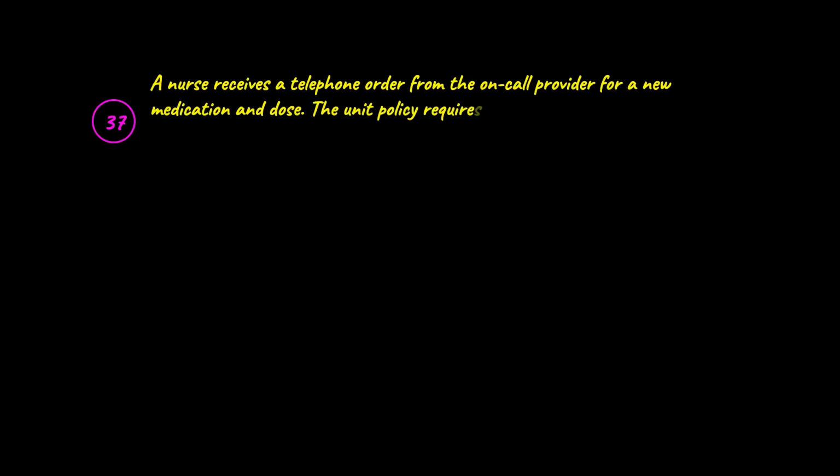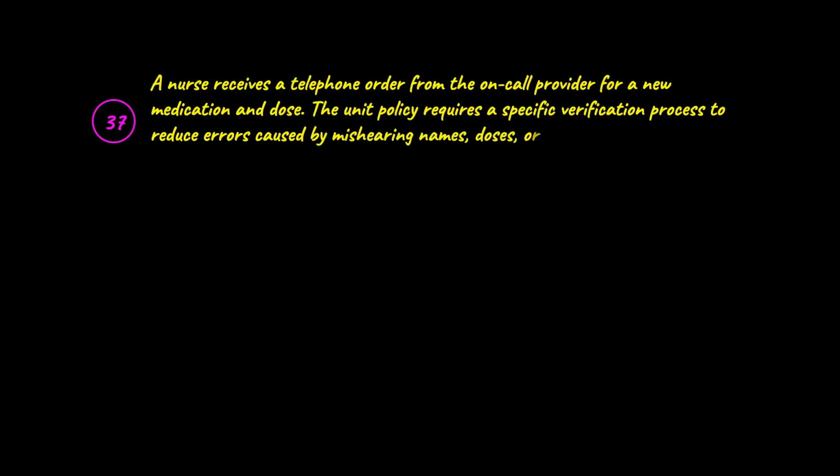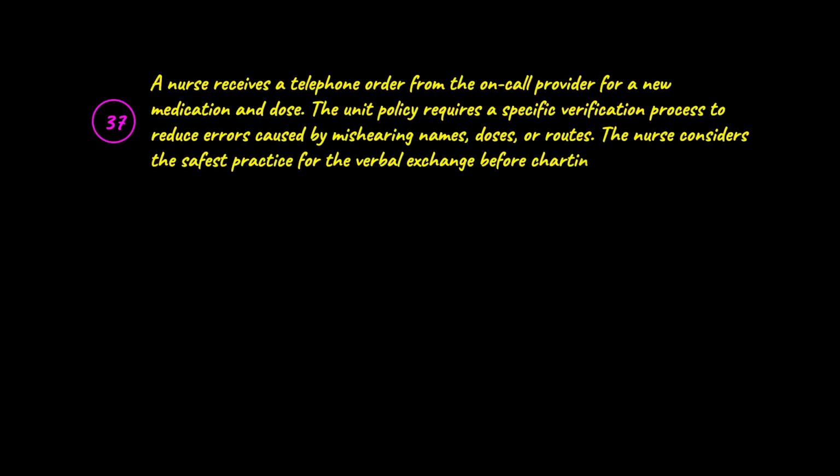Question 37. A nurse receives a telephone order from the on-call provider for a new medication and dose. The unit policy requires a specific verification process to reduce errors caused by mishearing names, doses, or routes. The nurse considers the safest practice for the verbal exchange before charting and administering.